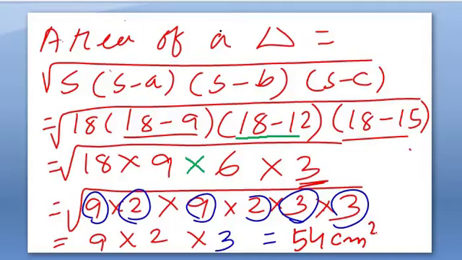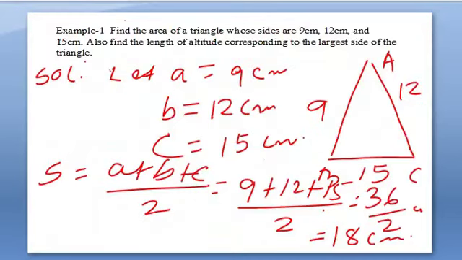Then the question also asks to find the length of the altitude corresponding to its largest side. Look here, the sides are 9, 12 and 15. The largest side is 15. From the opposite vertex to it, let the altitude be D.